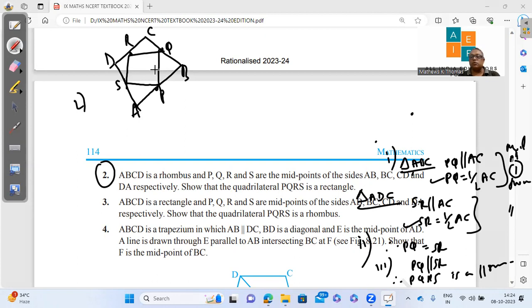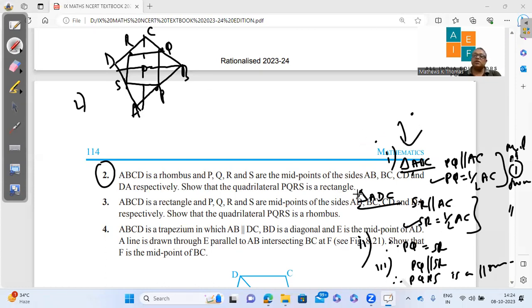So what we need to do is follow the same procedure. We are going to join the diagonals. When we join the diagonals, let the intersection point be O. The first part, in triangle ABC, PQ. These are line joining midpoints, right? So PQ is parallel to AC, PQ is half of AC. If you look at triangle ADC, SR is parallel to AC, SR is half of AC. So PQRS is a parallelogram.